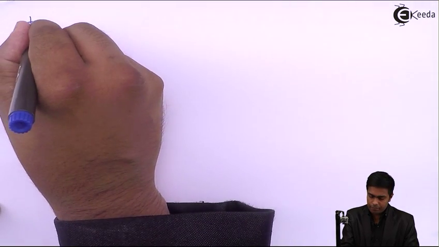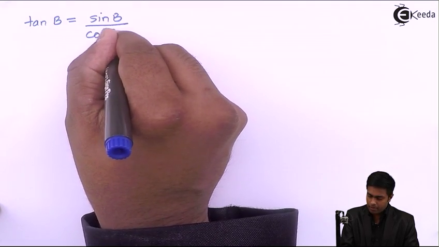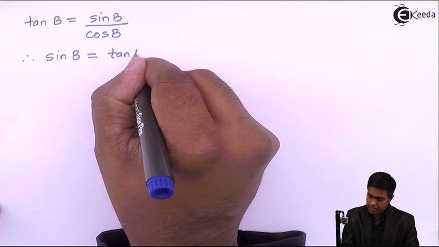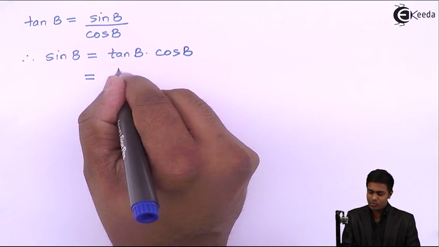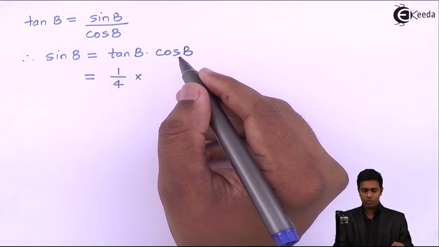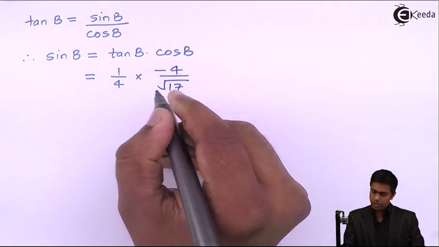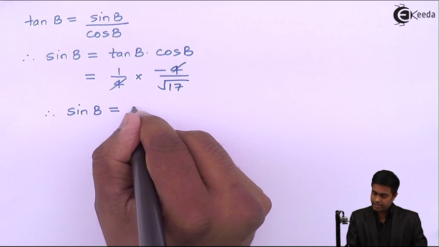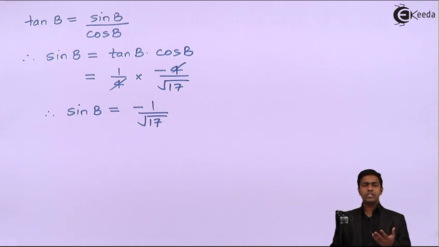So tan of B is equal to sine of B upon cos of B, where the sine of B is equal to tan of B into cos of B. Now the value of tan of B is given as 1 by 4, and the value for cos of B that we got is minus 4 by root of 17. So this 4 and 4 will be cancelled, and we will get sine of B as negative 1 by root of 17. So here we got four values, that is sine A, sine B, cos A, cos B.